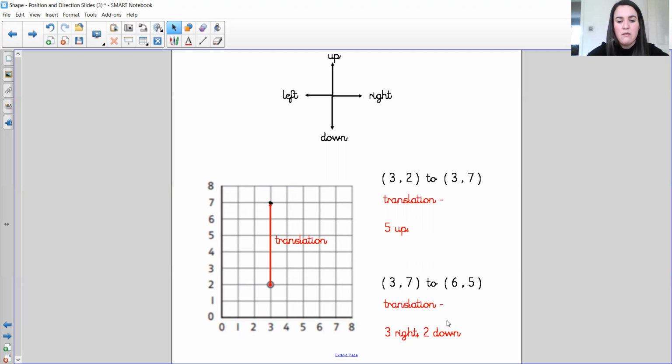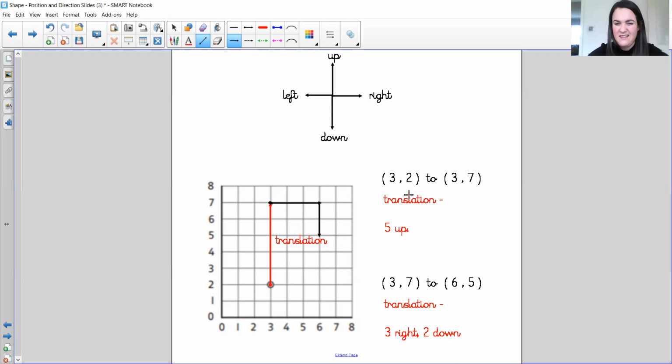Now, if we continue that, if I wanted to go from 3, 7, there's my point, to a new coordinate, 6, 5, I'm going to use this translation. I'm going to use 3 right, so I'm going to remind myself that this is the way to the right. I'm going to move 1, 2, 3 to the right, then I am going to go 2 down, 1, 2 down, and then I should end up at 6, 5. So I just want you to remember that the movement from one coordinate to another is called the translation.